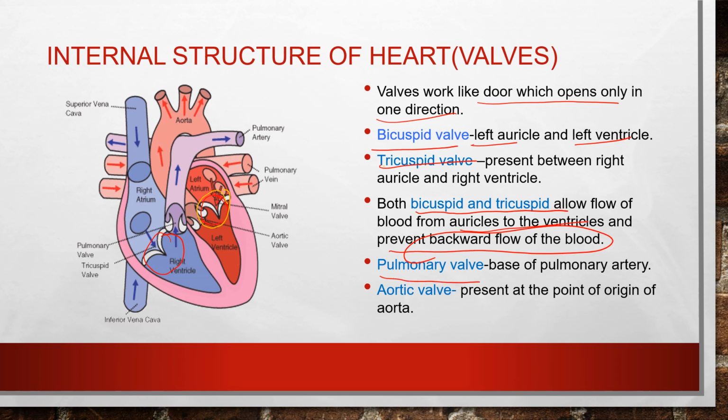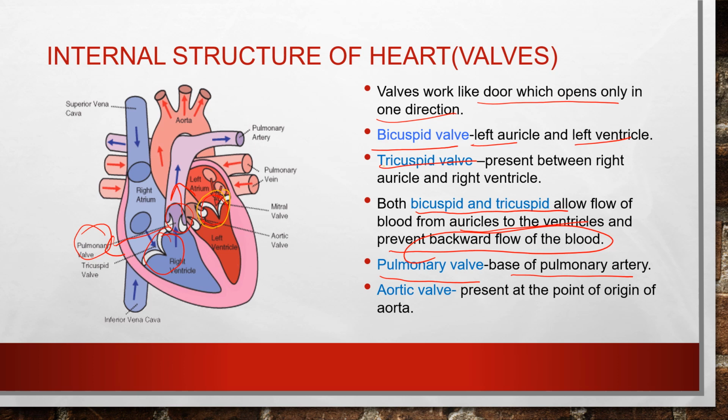Next comes the pulmonary valve, which is present at the base of the pulmonary artery, and it allows the flow of the blood from the right ventricle to the pulmonary artery. Because of the presence of this pulmonary valve, when it is open, the blood flows only from the right ventricle to the pulmonary artery.